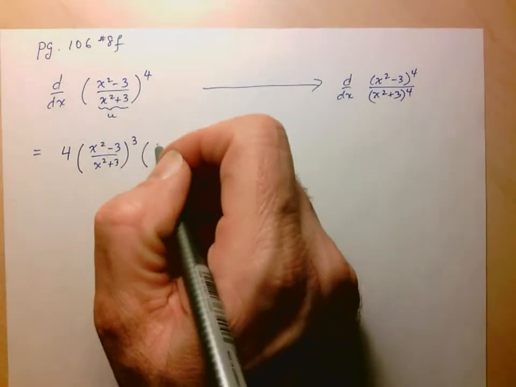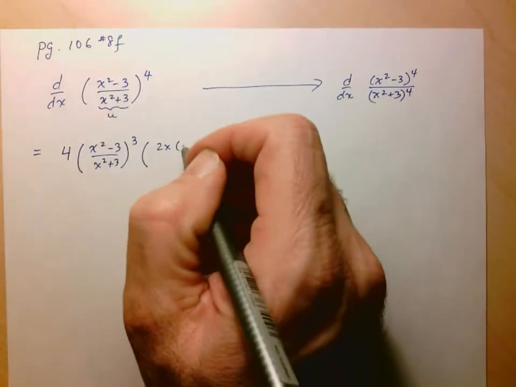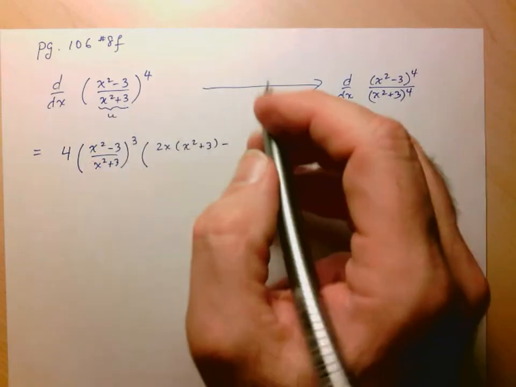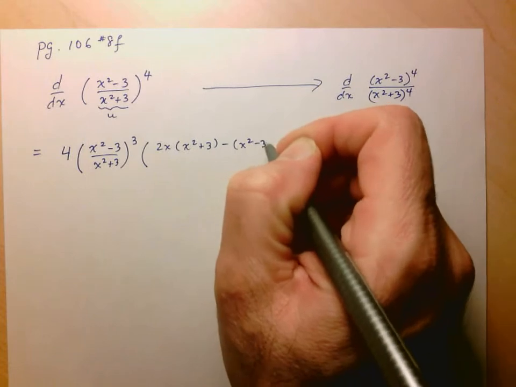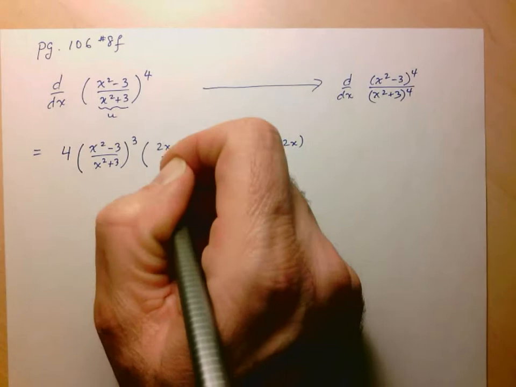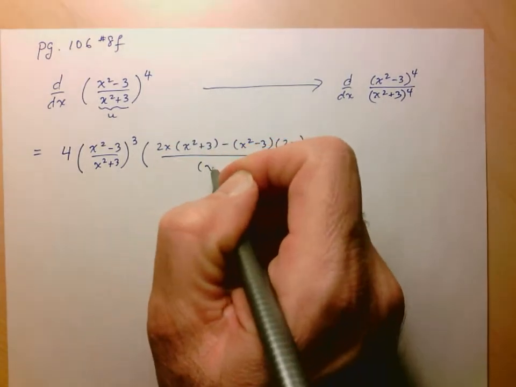Let me do that. The derivative of the numerator, 2x, times the denominator function, x squared plus 3, minus the numerator function, x squared minus 3, times the derivative of the denominator, 2x, and all over the denominator squared.